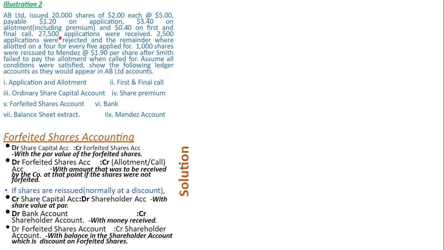So in this case, we are saying 4 divided by 5 multiplied by 25,000 will give us 20,000 shares. Of the 20,000 shares, 1,000 shares were reissued to Mendes. So it means at allotment stage, the company only received money for 20,000 shares minus the 1,000 shares which Smith failed to pay for. So the company received money for 19,000 shares.